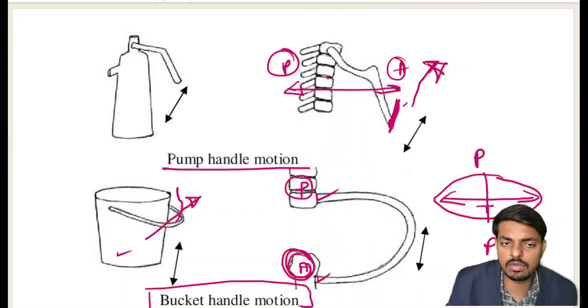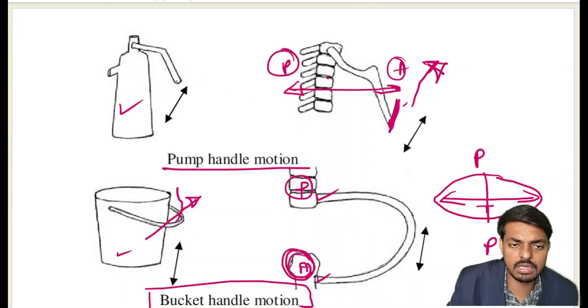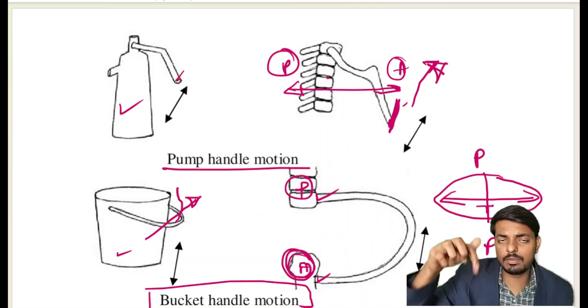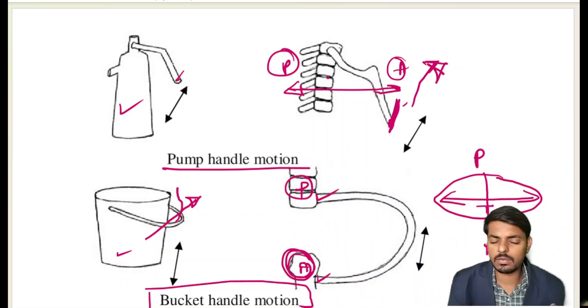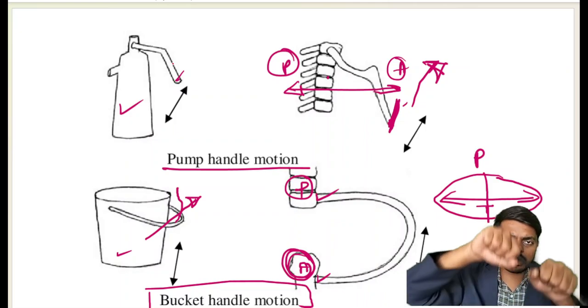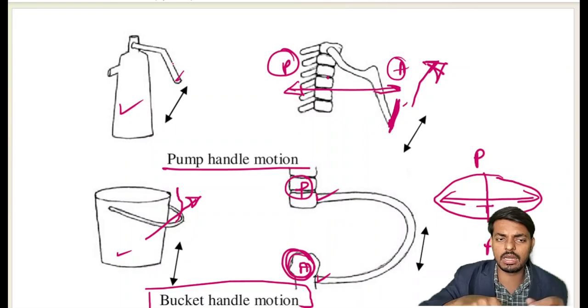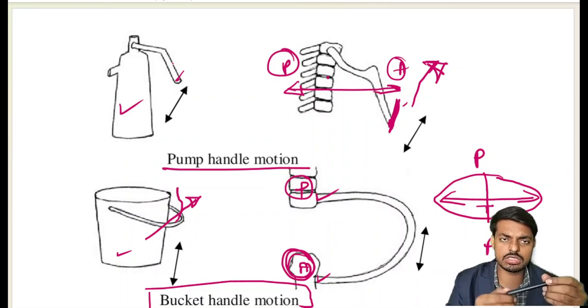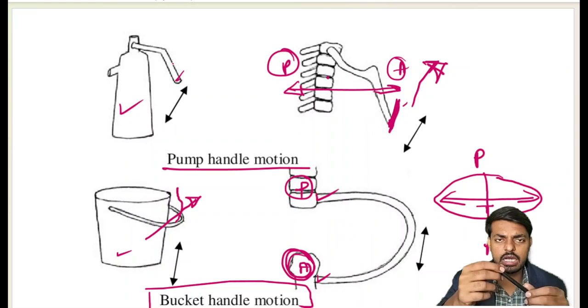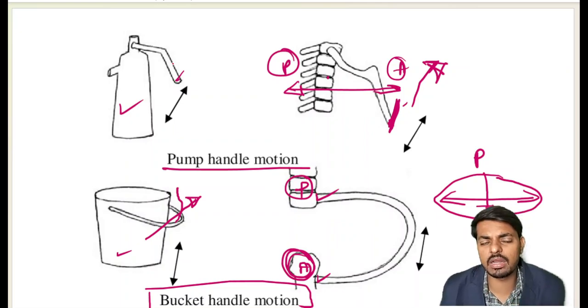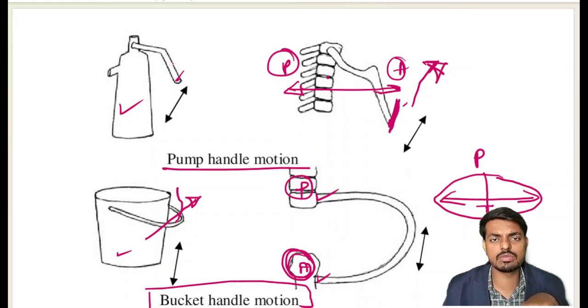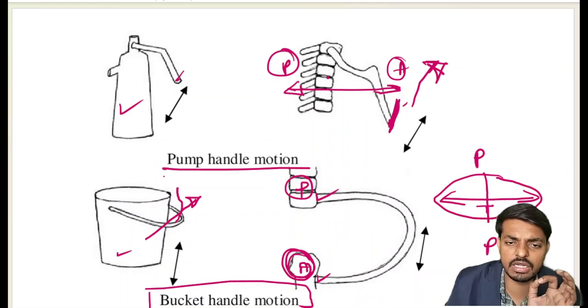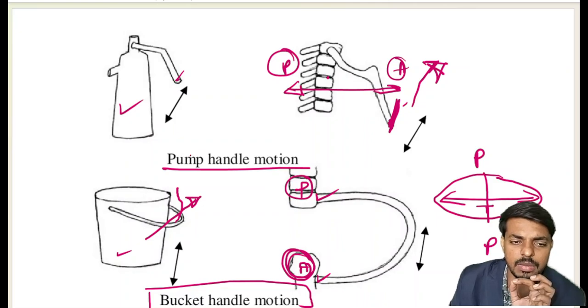The ribs move like the pump handle motion. Look at this one, this is the pump and this is the handle of the pump. Previously, and still now also in the village areas, we are using this pump handle for removing the groundwater. When we move the pump handle, the water will come. When we raise the pump handle, it moves upwards and outwards. Similarly, our ribs also move upward and outward, which increases the anterior posterior diameter. We call that the pump handle movement.